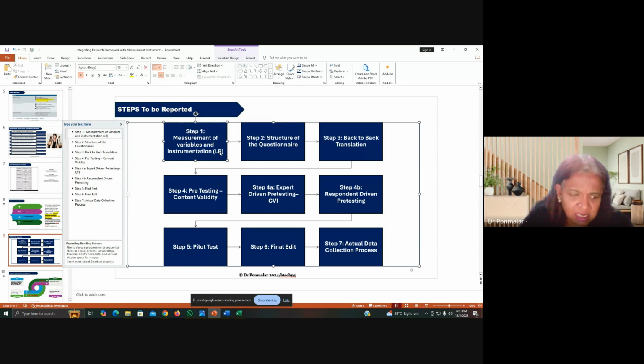Go and check in LR. What are the scales available? Which scale is actually more suitable for our context of study? Then you adapt them. And then once you adapt, you need to show it in your thesis. You need to write it in your thesis, something like this.